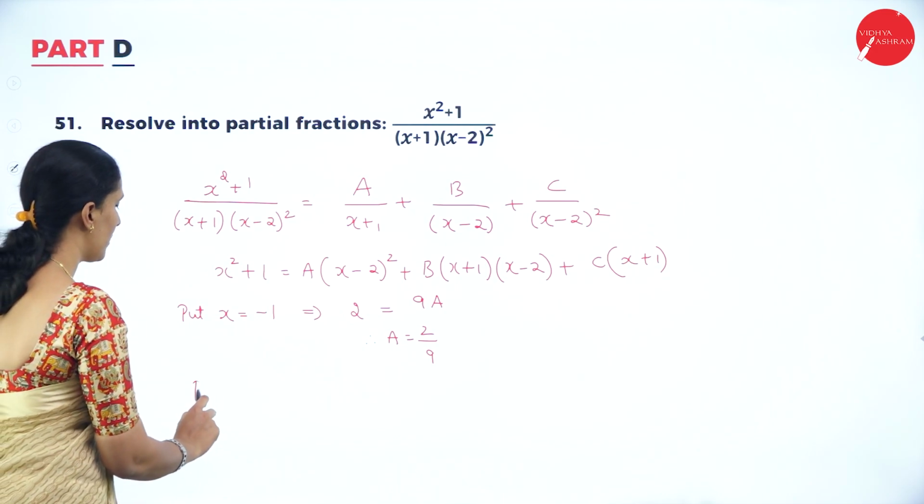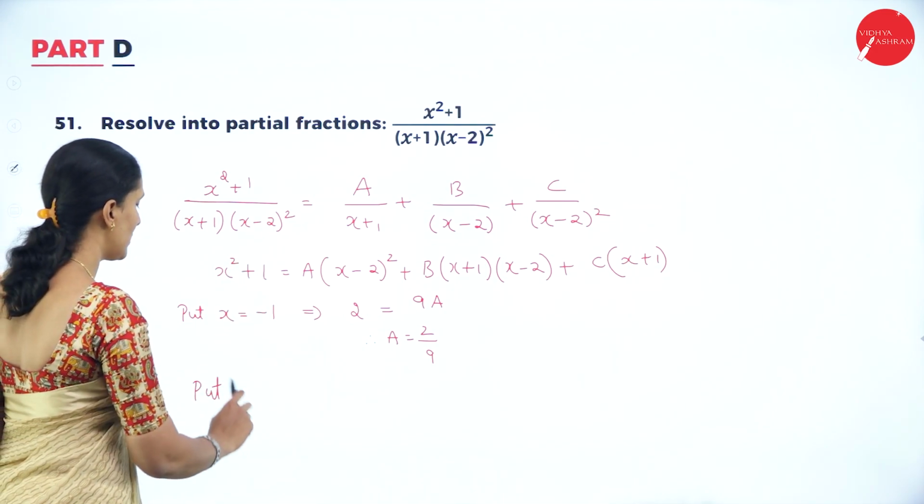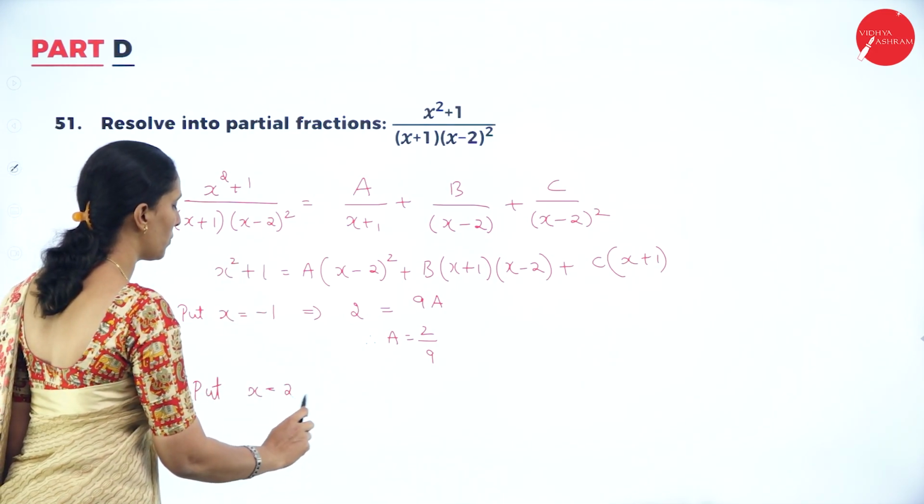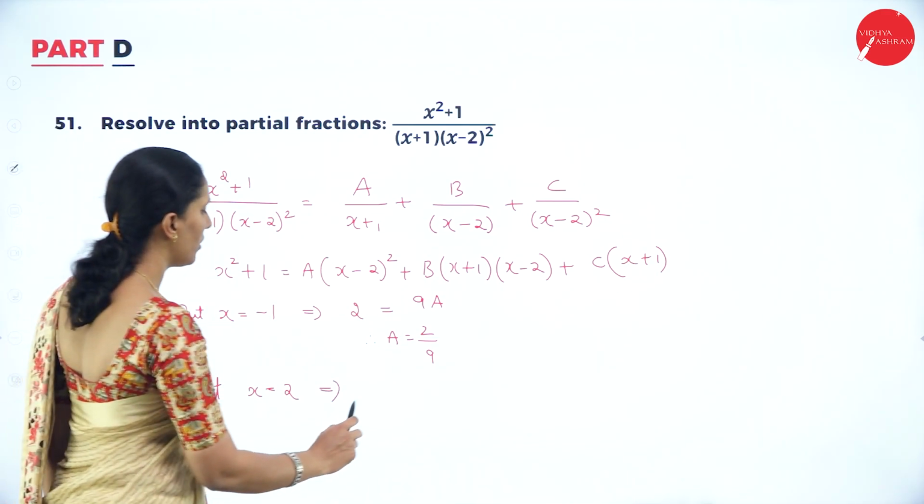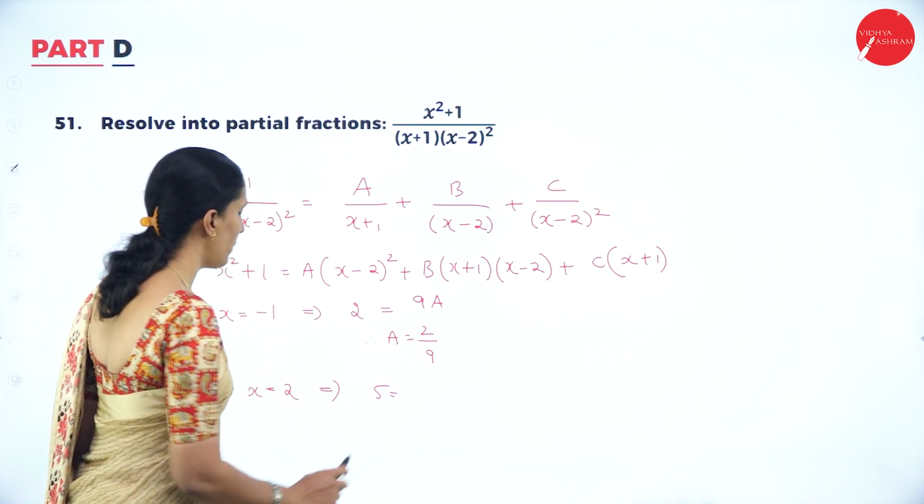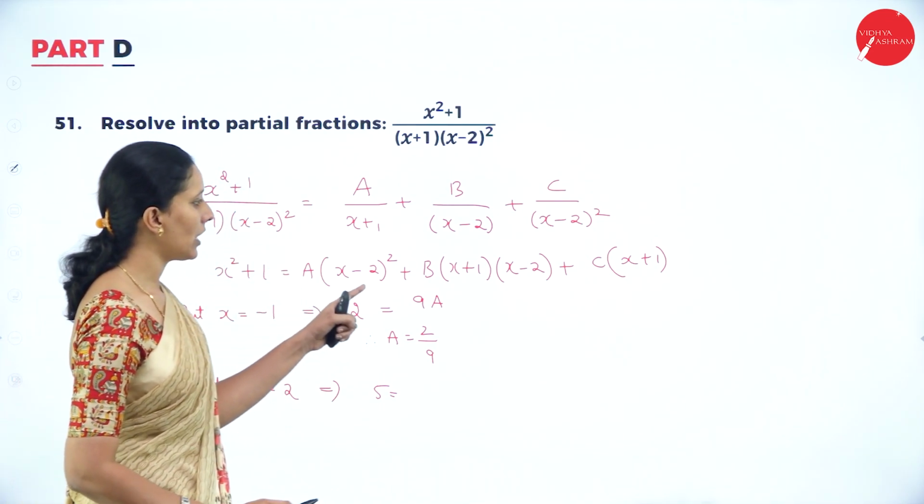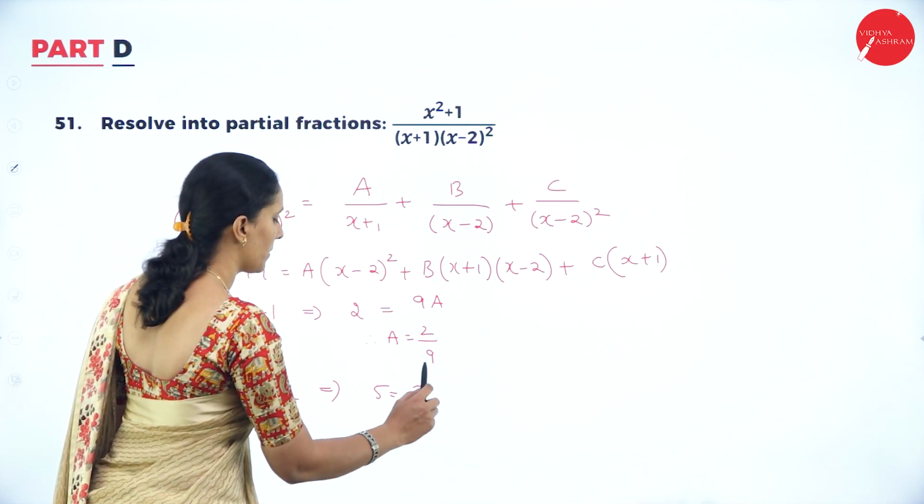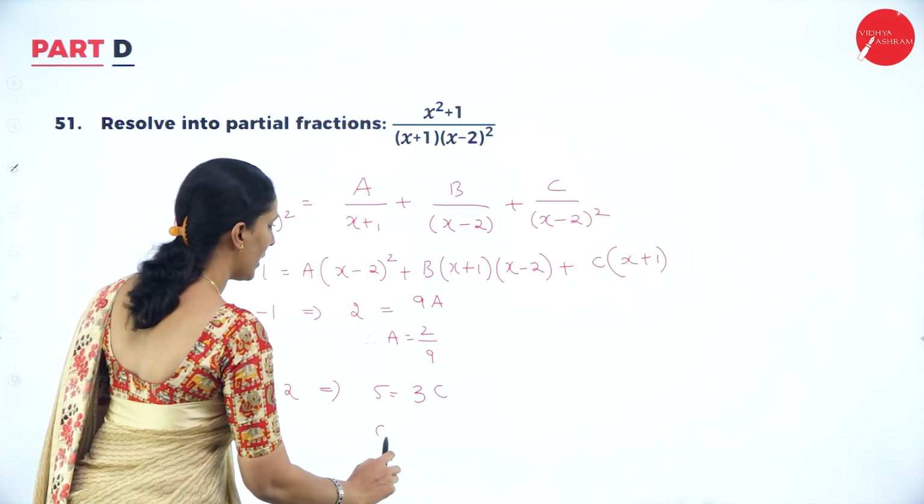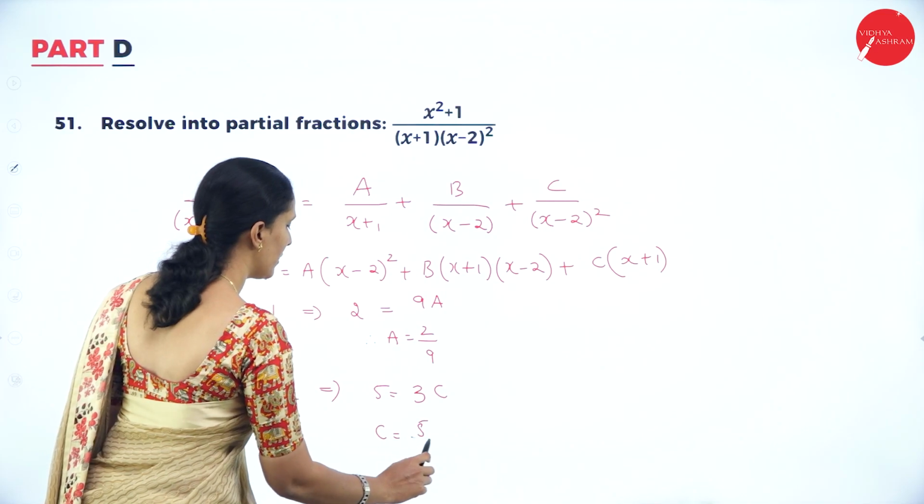Next we can take x minus 2 as 0. So that implies x is equal to 2. On solving this, if you take x is equal to 2 here, we'll get 5 here. Wherever you have x minus 2, you can consider them as 0. So we will get 3C, or we can get C is equal to 5 by 3.